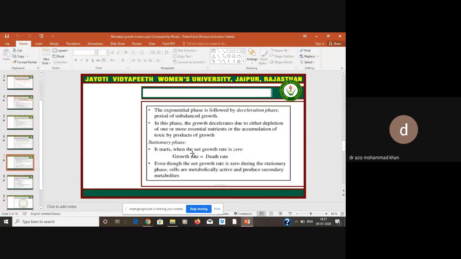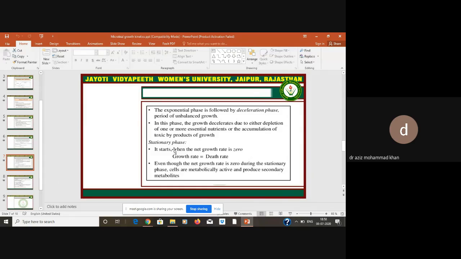The exponential phase is then followed by the deceleration phase, in which the unbalanced growth phase is found. It means the bacteria may divide exponentially or may not divide. Both are options, but no fixed growth is found in the decelerated phase. It is a very short phase in which the bacteria start dying, a little bit.